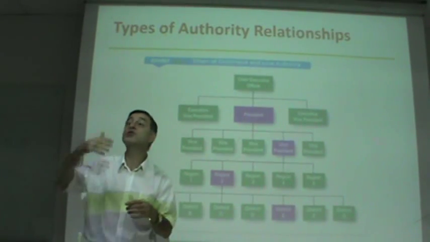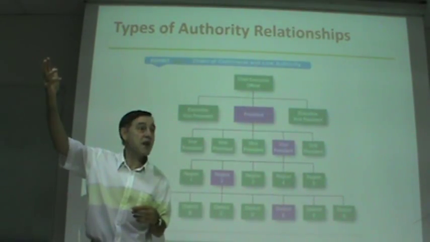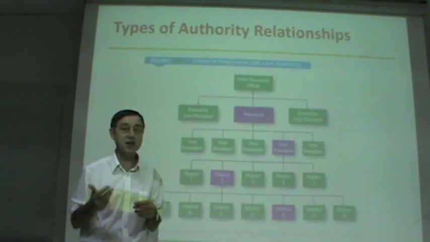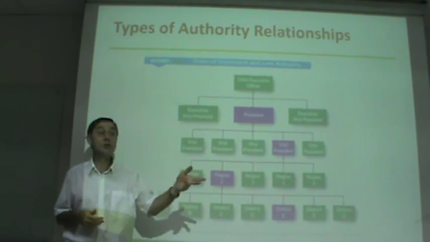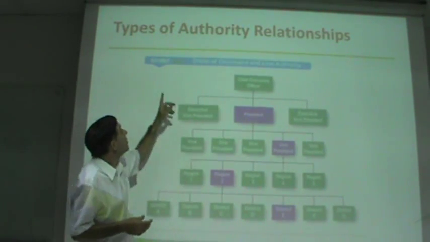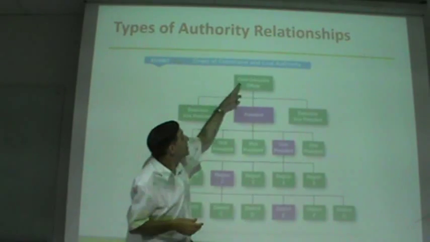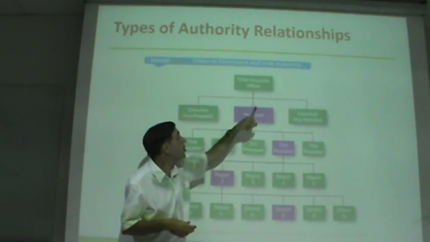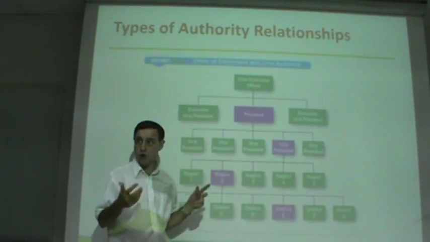And I say, oh, I'm reporting to Jim King. Jim King was for many years my boss over there. So I say, I'm reporting to Jim King, meaning Jim King is my boss. Okay? So, chain of command basically tells you who reports to whom.